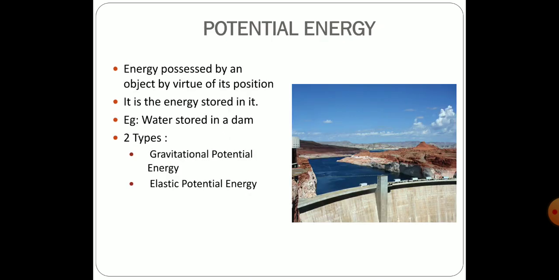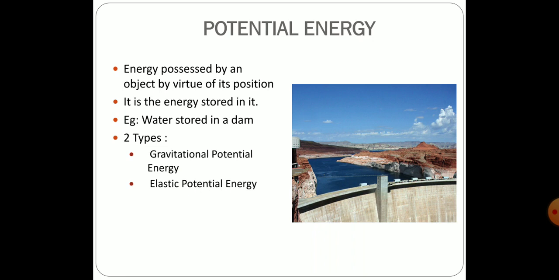Coming to the potential energy. Energy possessed by an object by virtue of its position. Whatever place or position it is in, when it is at that place, its energy is by virtue of its position. Possessed means what? It is an abstract. So that energy is inside the object by the virtue of its position when it is placed at that particular position. Okay, it is the energy stored in it. The energy is stored in that same object itself.